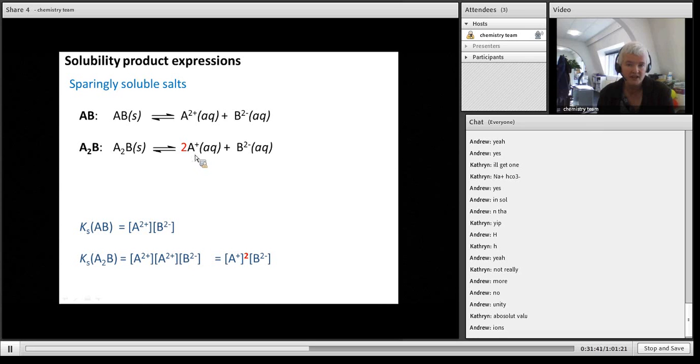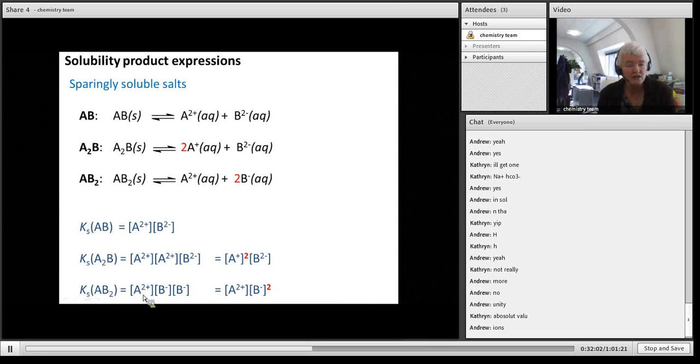I can't just say A times B. I've got to go A times A because I've got twice the amount of A. So A times A times B, and so what it ends up is A squared times B. And if I had the AB2 salt, it's the concentration of A2 plus times the concentration of B minus squared.